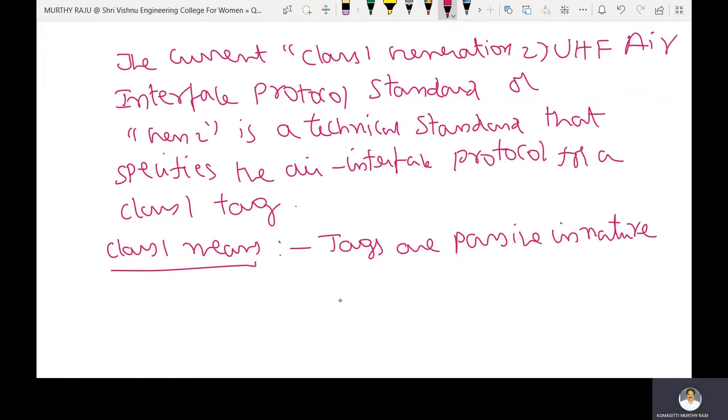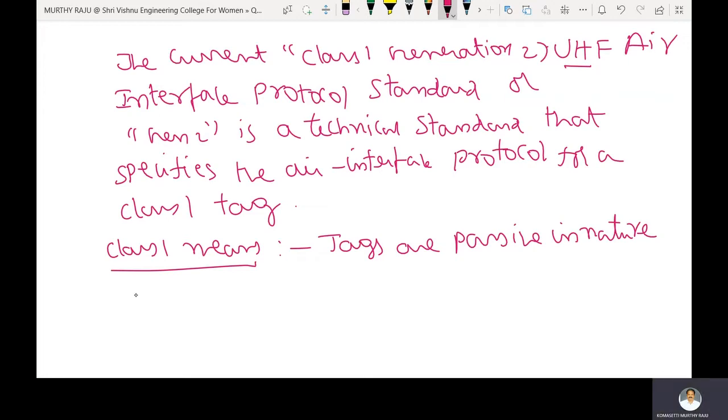These class 1 tags are pinged by radars. That means some feedback signal is generated. That feedback signal is received by the RFID radar. These radars are operated in the UHF range, ultra high frequency range only. UHF air interface protocol means these RFID radars are operated at a UHF frequency range.